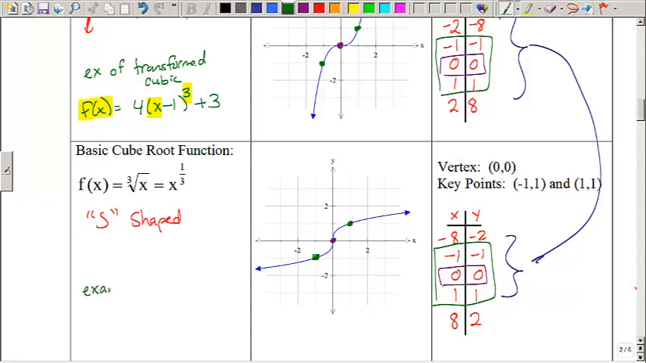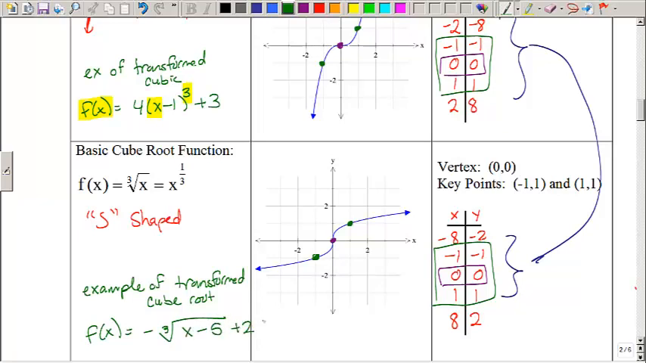And lastly, the example of a transformed cube root function would be f of x is equal to negative the cube root of x minus 5 plus 2. I hope you can see that we have an f of x here. We've got the cube root of x. We do have other values in there that are transforming and shifting and compressing and stretching, but on this particular problem, I want you to be able to, at least at this point, see that it does have a cube root as a parent function.